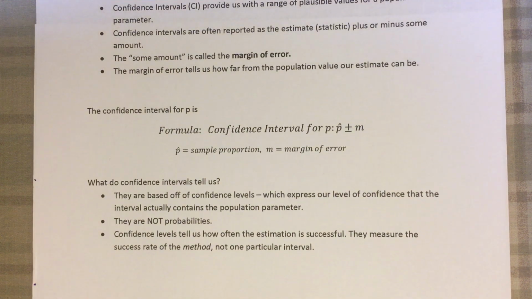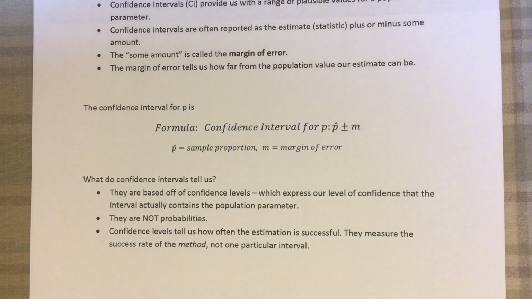Confidence intervals are going to tell us some different things. To be clear, they are not the same as our probabilities from the last section. In the last section, we were looking for probabilities. In this section, we're actually going to be making estimations. They are based off of our confidence levels, which we're going to talk about as we go through these next few problems, and they tell us how often the estimation is successful. Again, they measure the success rate of the method, not one particular interval.